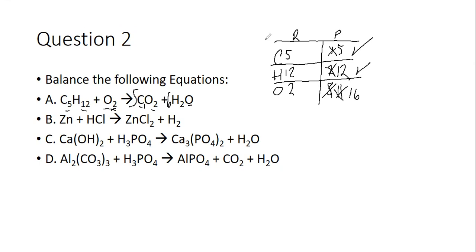The only thing that I have yet to balance is my oxygen. So I have 16 on the right-hand side, 2 on the left-hand side. So 8 times 2 is 16. Now I have 16 oxygens. And there's my balanced equation. C5H12 plus 8O2 goes to 5 carbon dioxide plus 6 waters. This is the chemical equation for burning pentane.